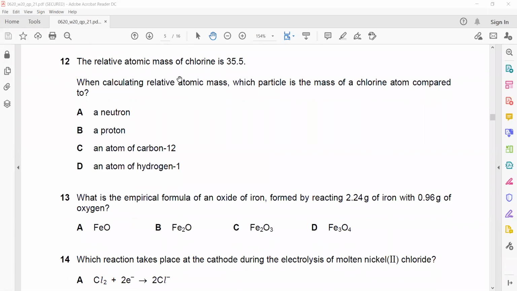The relative atomic mass of chlorine is 35.5. When calculating a relative atomic mass, which particle is the mass of a chlorine atom compared to? Basically, this is related to the definition of relative atomic mass. So the definition states relative atomic mass is the mass of an element compared with carbon 12.